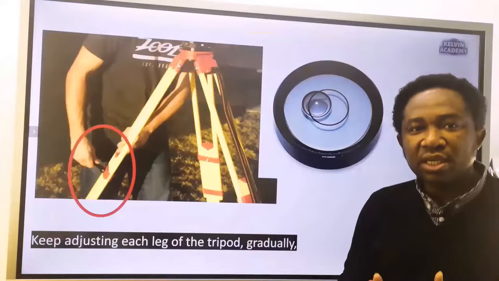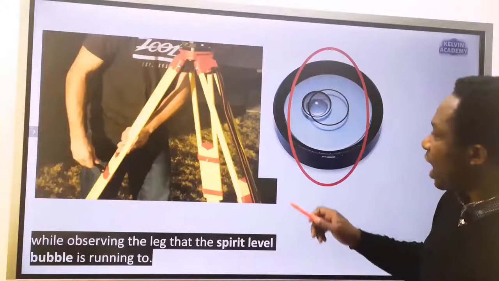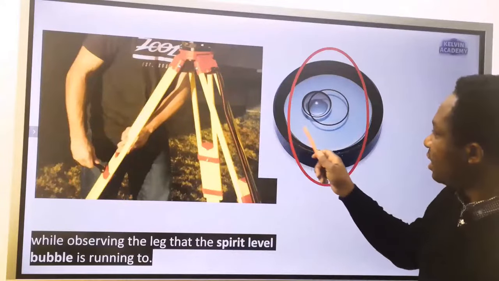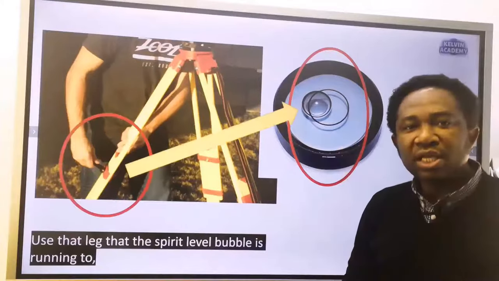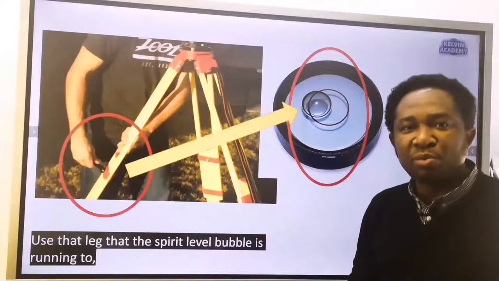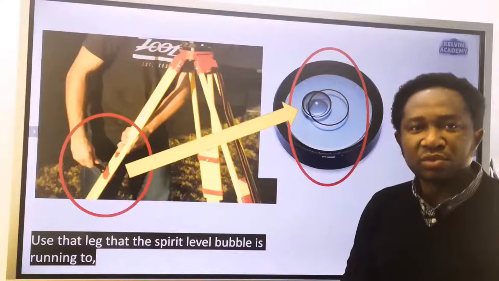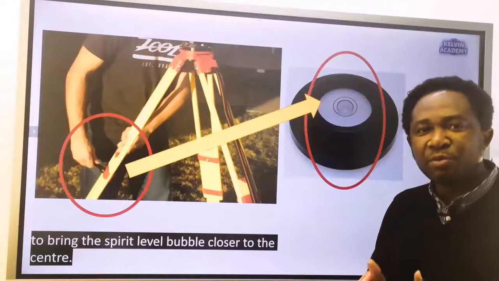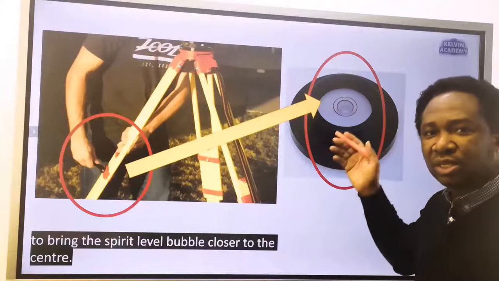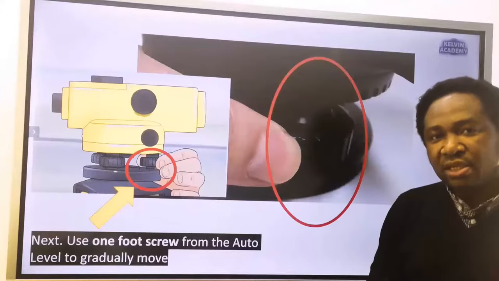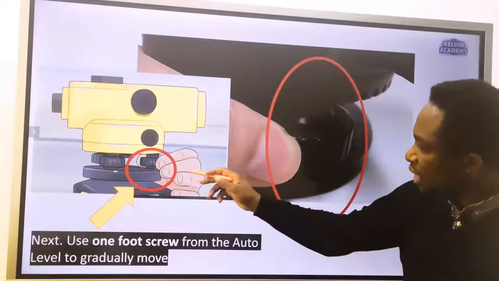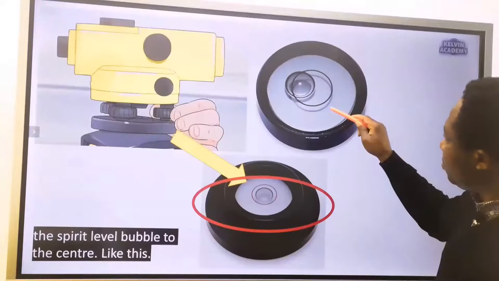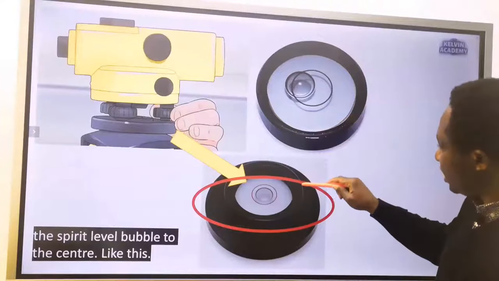Keep adjusting each leg of the tripod gradually while observing the leg that the spirit level bubble is running to. Use that leg that the spirit level bubble is running to bring the spirit level bubble closer to the center. Next, use 1 foot screw from the auto level to gradually move the spirit level bubble to the center, like this.